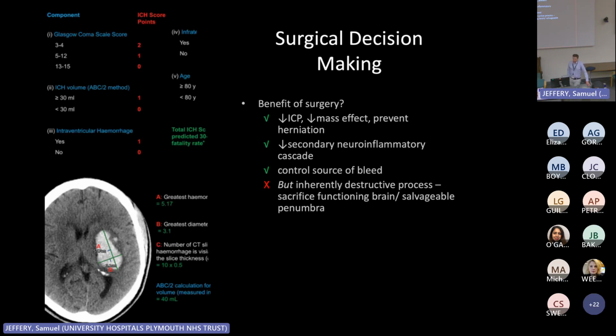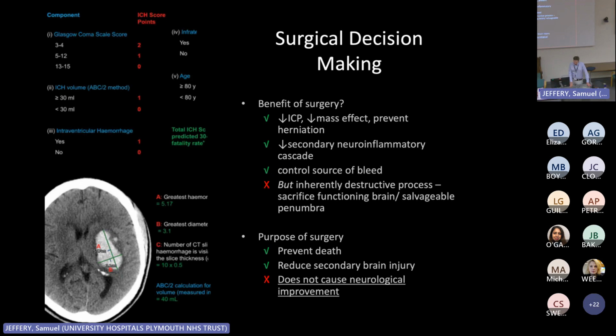However, which is what I always remind our registrars, removing a clot is inherently destructive. You're always going to sacrifice some functioning brain and some potentially salvageable brain. So it really is, in my opinion, a last resort. And if a patient can manage without that clot evacuation, then that is often the better option.